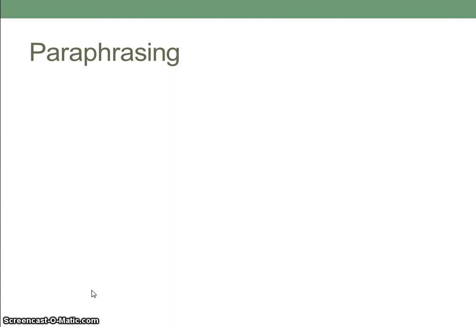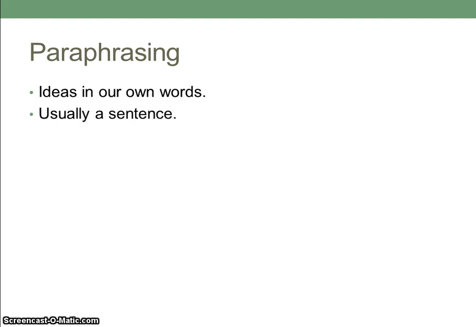Paraphrasing is another method we can use to cite another person's work or ideas. When we paraphrase, we are stating the idea from the original source in our own words. This is usually done at the sentence level, and it usually varies. It could take you 1 or 2 sentences to deliver the same message as the original.